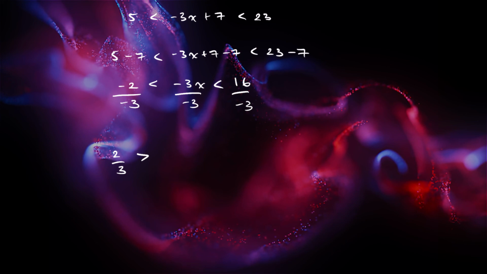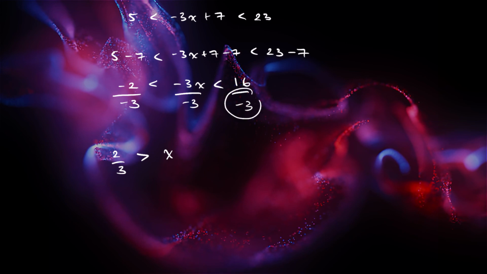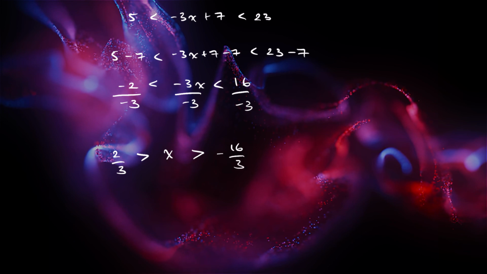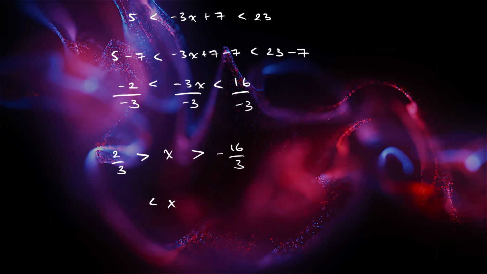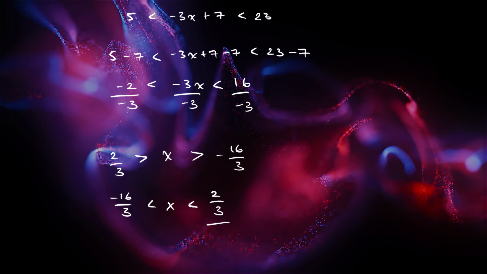-3 divided by -3 gives us just x. And then we've got 16 divided by -3. Now, because we've divided by a negative number, we still need to flip our inequality. So our inequality is going to face the left side, and then we're going to just have -16/3. So we've now isolated x. So if I rewrite this how we've been writing it before, we have -16/3 is less than x, but x is less than 2/3. And this is our final answer.